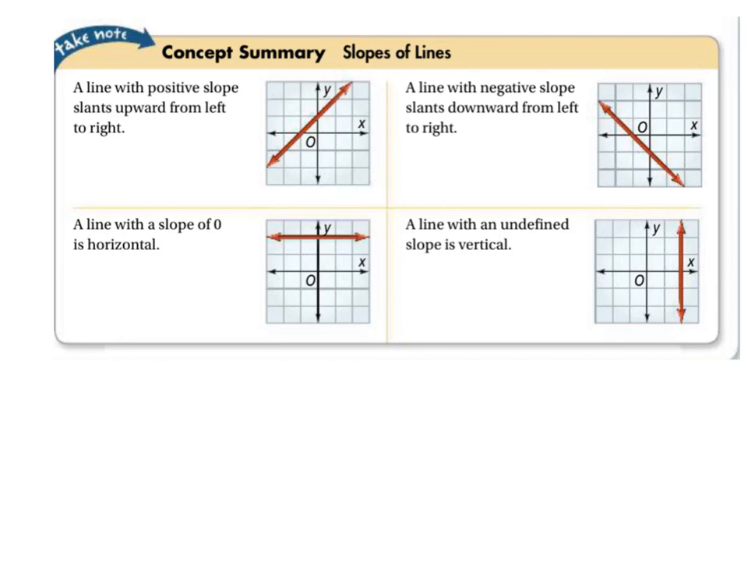And to review this whole idea of slope one more time. A positive slope goes up from left to right. Notice going left to right, it goes up. A negative slope, when I go left to right, goes down. A zero slope is perfectly horizontal, and a vertical slope is undefined. And we're going to have this also in your read and got it. So there you go.